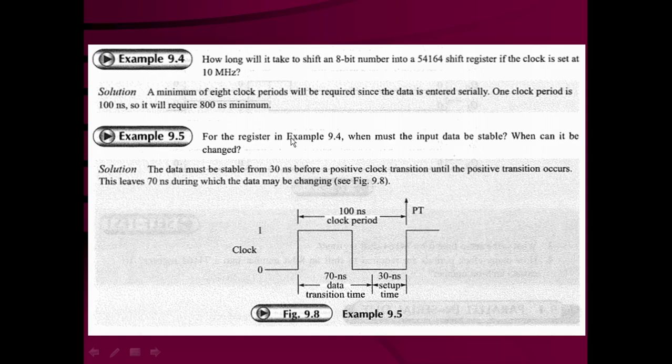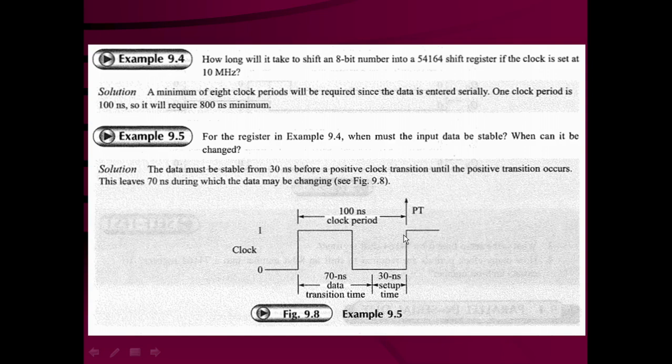For the register in example 9.4, when must the input data be stable? When can it be changed? So when can the data input be stable and when can it be changed? In the previous example, we have seen that the clock period is 100 nanoseconds. So you can see that in this figure 9.8, the clock cycle is mentioned here. This is the clock period, which goes into the high state, then it remains high for a certain period of time, then it goes low, then again it goes high at this point.